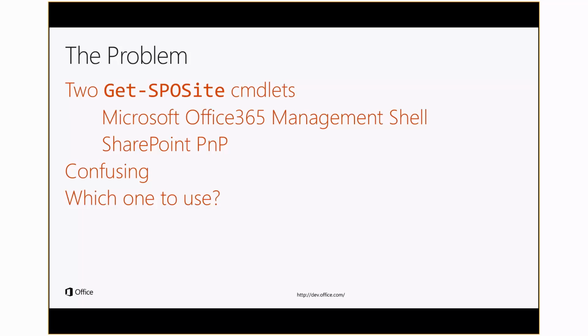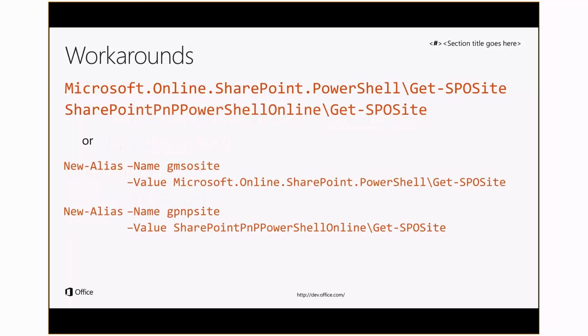Now, there are two other workarounds. One is that you explicitly specify the full module name where the commandlet comes from. That's the first two lines you see there. The first one, Microsoft.Online.SharePoint.PowerShell\Get-SPOSite, will use the one from that module, and SharePointPnPPowerShellOnline\Get-SPOSite uses the PnP version. That's not very nice either. There's a lot of typing you have to do, and you have to remember the module names.